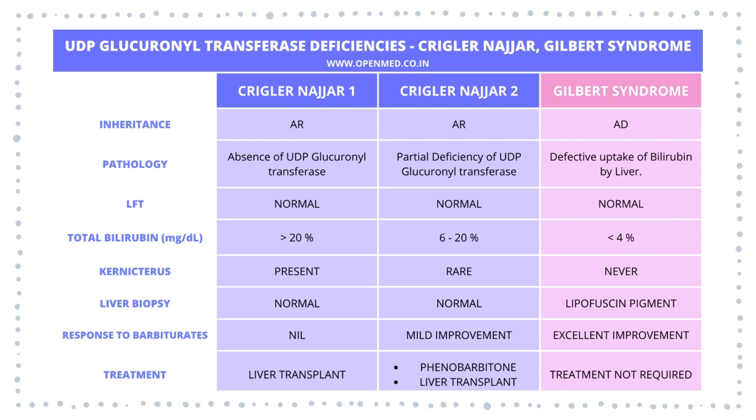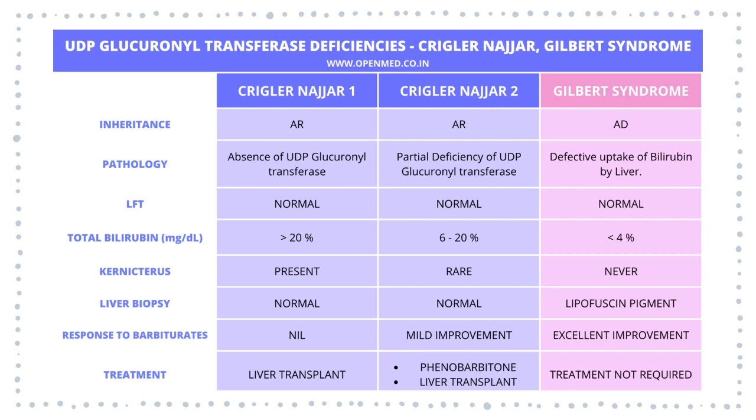And we discussed the other points as well in regards to the probability of kernicterus. It's the highest in type 1, almost certain to happen. Type 2, because you have a treatment and also the level of the enzyme deficiency is not that bad, it's rare to go towards kernicterus. But for Gilbert syndrome, it will never happen.